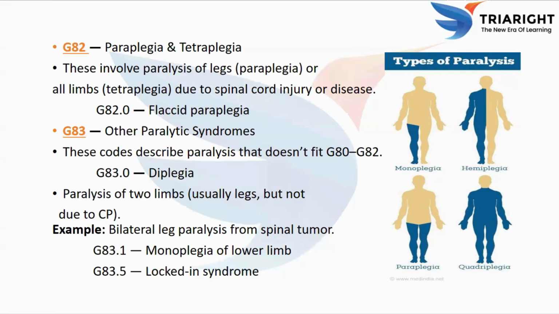So next coming to G83, the other paralytic syndromes. This is used whenever the paralysis does not fit into the categories of G80, G81 and G82. So what do these codes include? These codes include diplegia, G83.0, which is paralysis of two limbs, usually both legs, but not due to cerebral palsy.